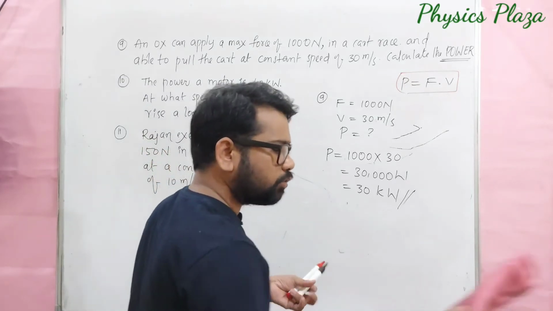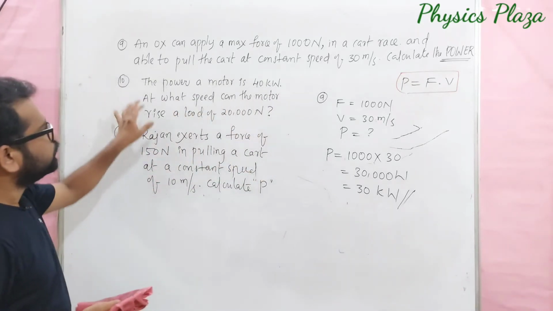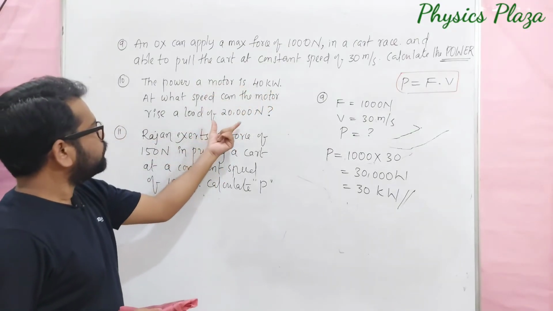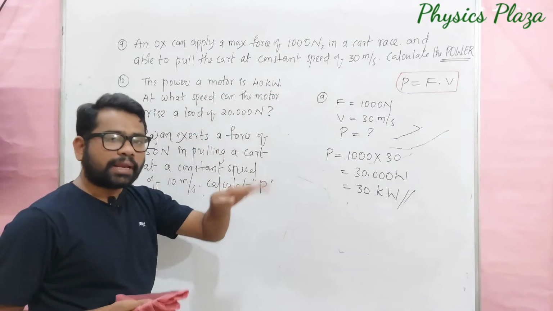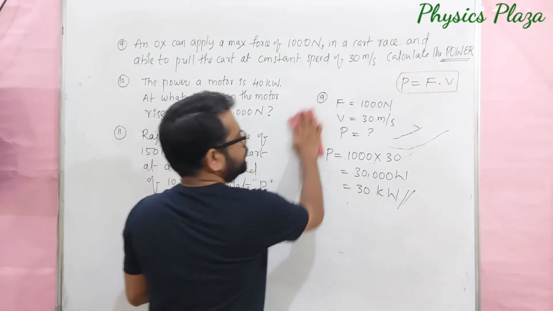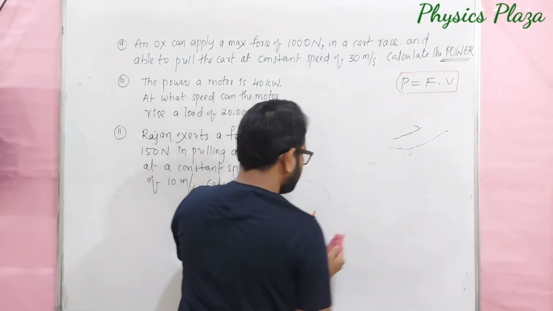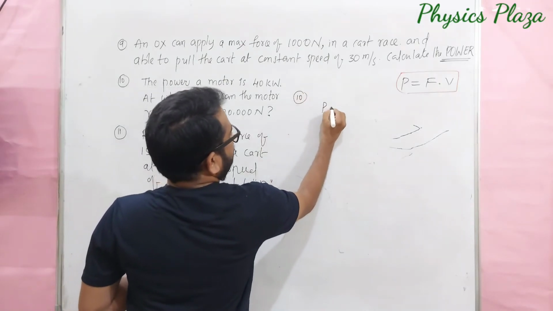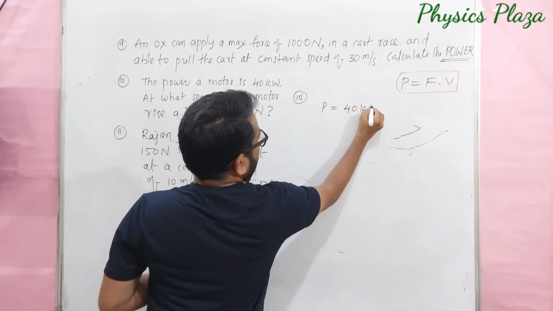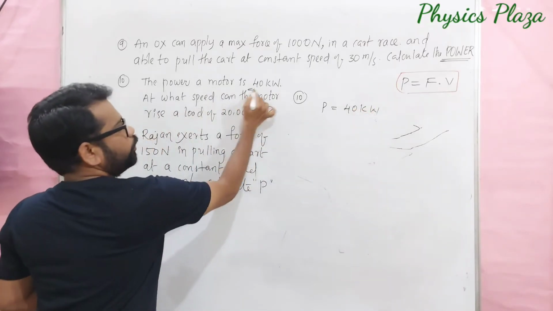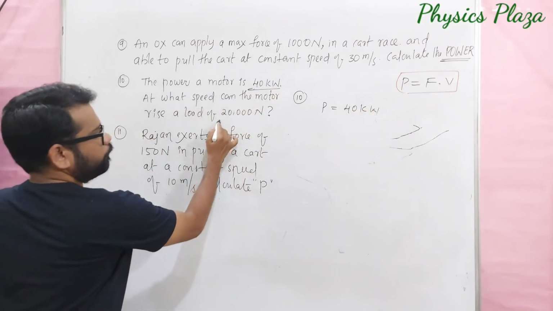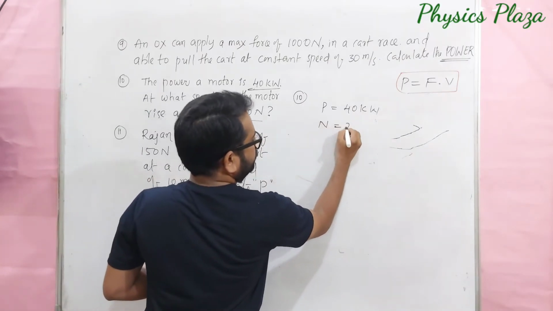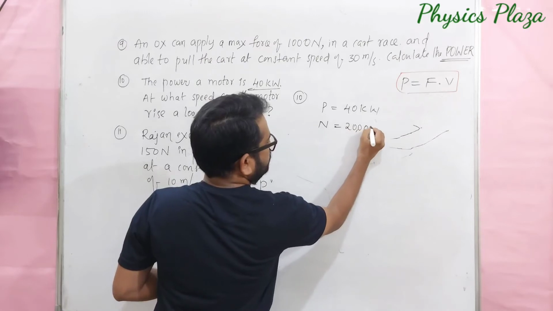Now look at the 10th question. In the 10th question, what is given? The power of a motor is given. Power is given, and here force is given. They are asking us to calculate the speed. That's it. So a small difference, otherwise everything is the same here. So in the 10th one, power is given, 40 kilowatt, and force is also given, it is 20,000 newtons.